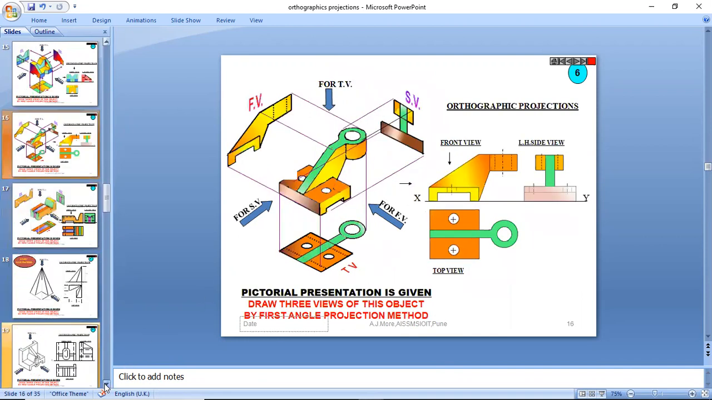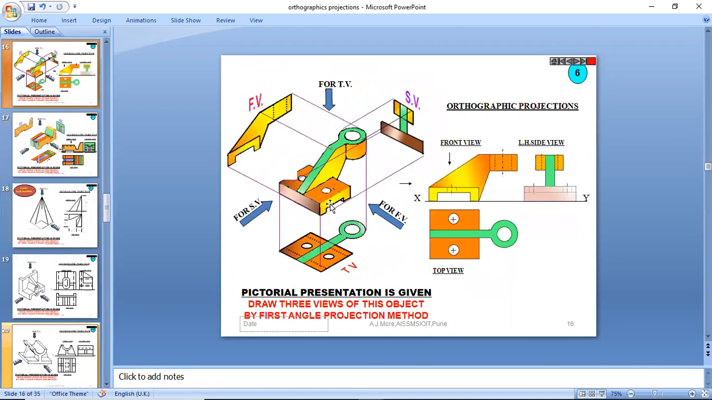This is another object, a typical mechanical object. This is the direction to look for the front view, and you will get the image on the vertical plane in such a way. This is the front view. Looking from the top side, you are looking along this faint greenish line, and these two components you are looking at here in this way. This is the top view, and this is the side view of the object.